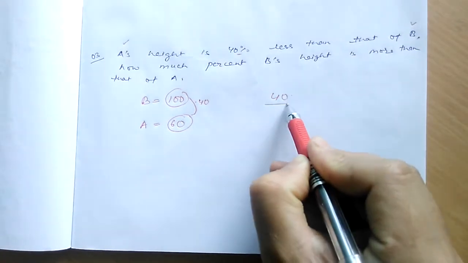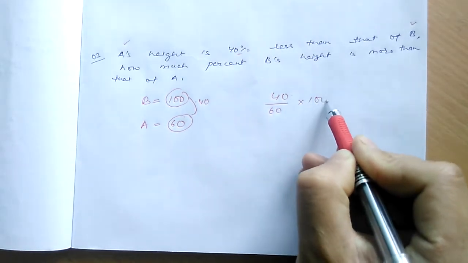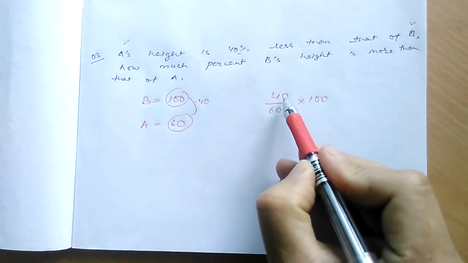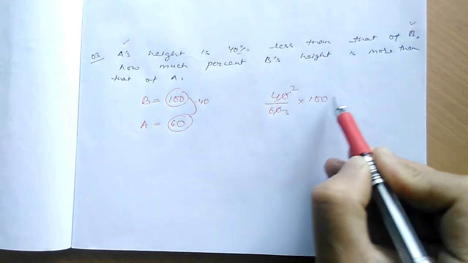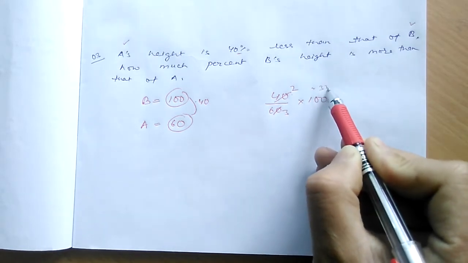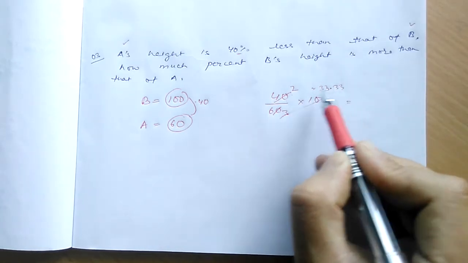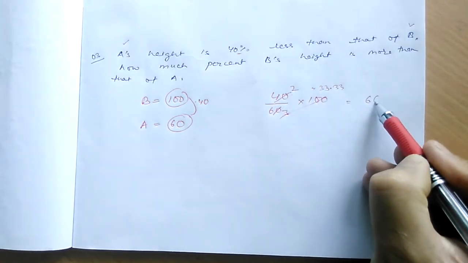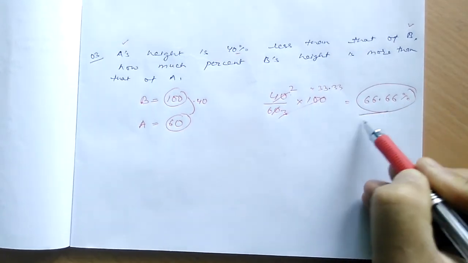40 by 60 into 100. So this will be equal to 2 by 3. 1 by 3 is 33.33, so 33.33 into 2 is 66.66%. This is our answer.